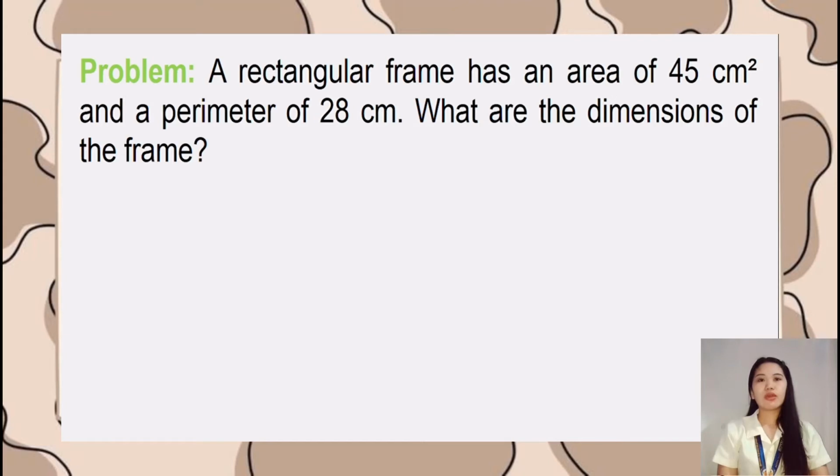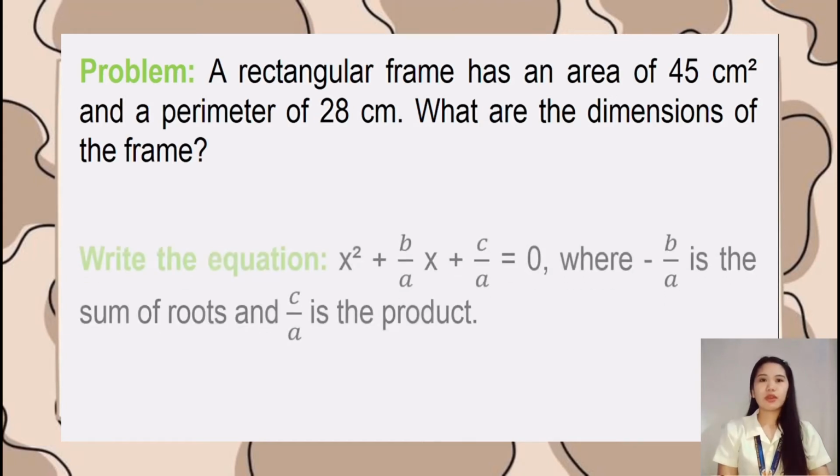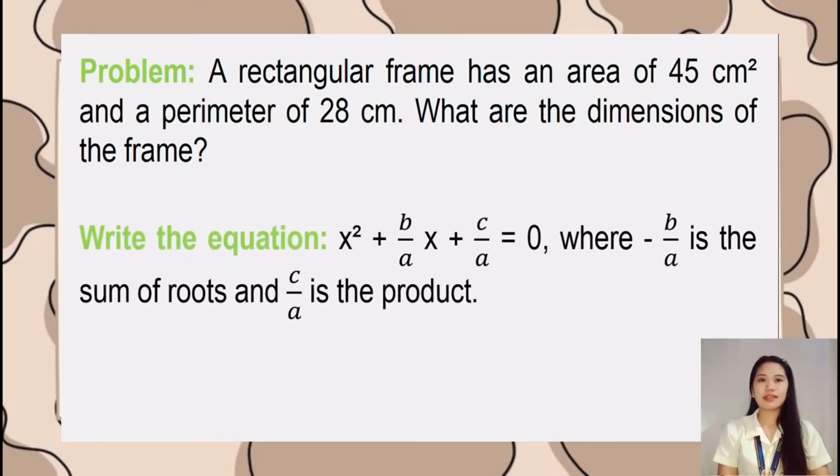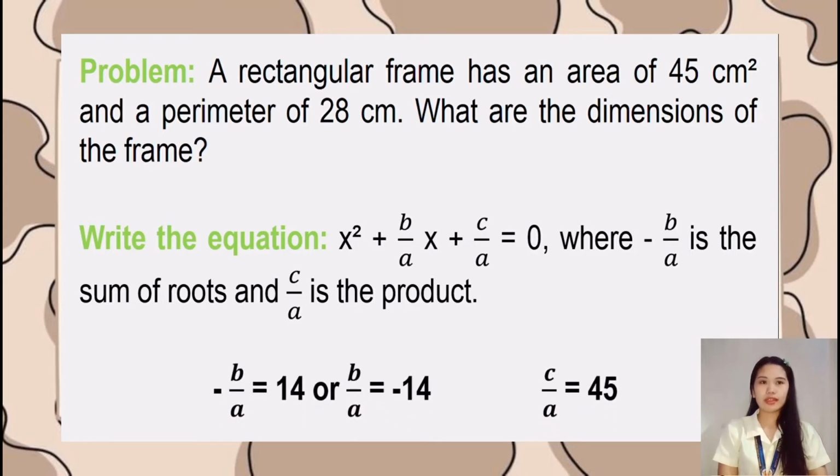So, we have now x squared plus b over a x plus c over a is equal to 0, where negative b over a is the sum of roots and c over a is the product. For us to find the sum of the given statement, we have negative b over a is equal to 14, or b over a is equal to negative 14.